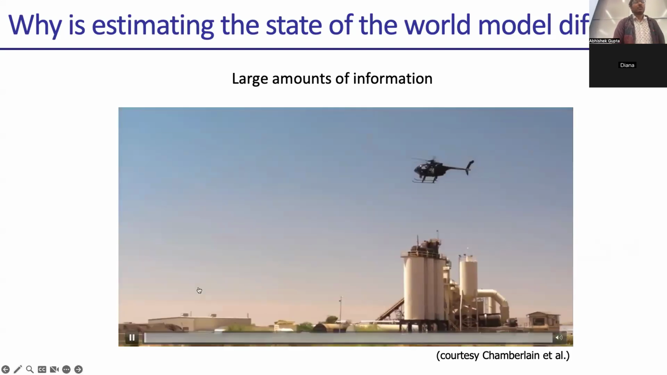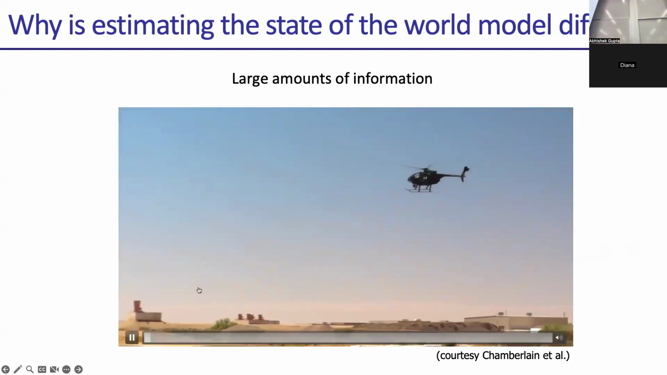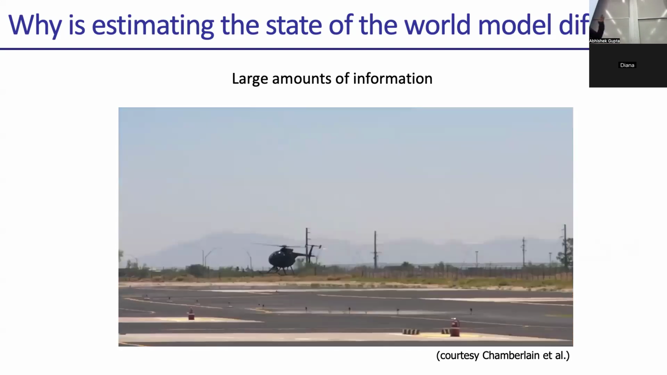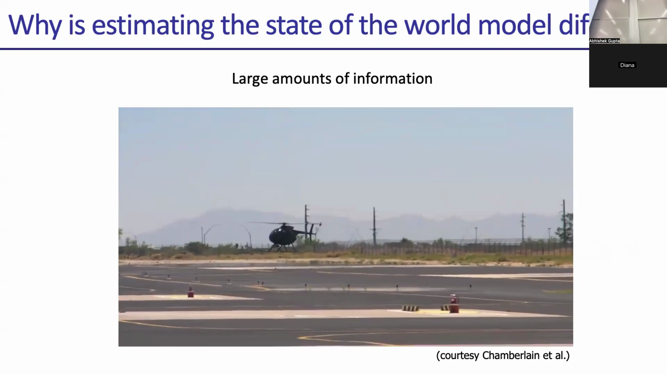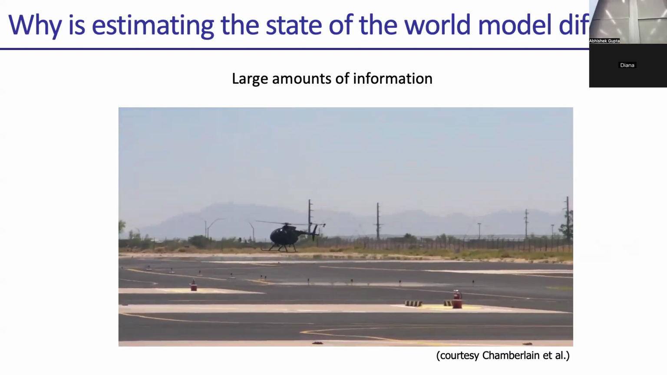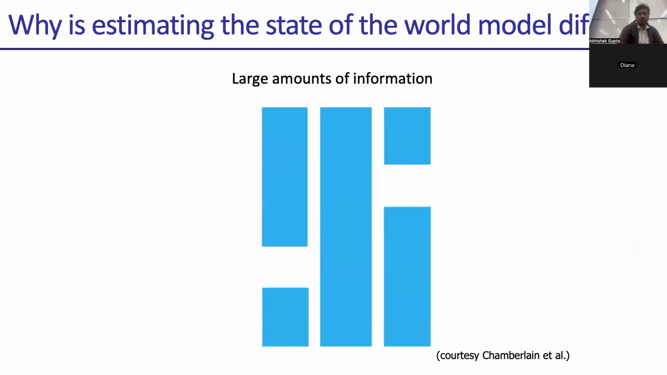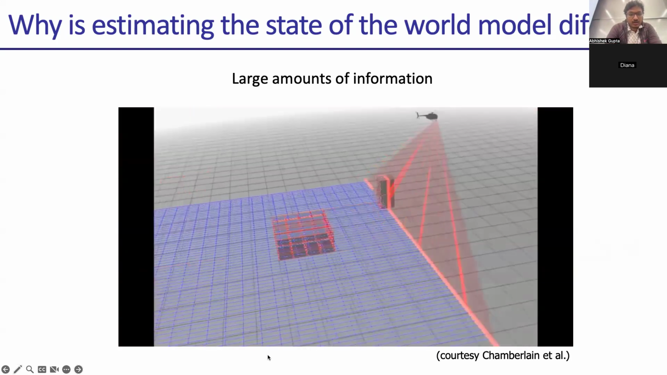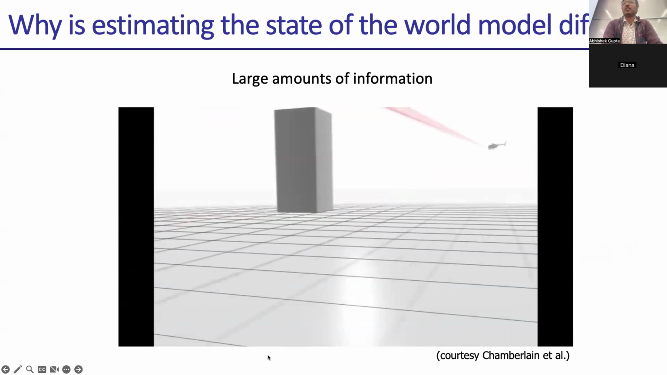So if you think about any of this state estimation problem, you're getting lots and lots of sensor readings, and you have to integrate all of those sensor readings to get a reasonable estimate of the world. If we forward through this, you see a rangefinder looks something like this.